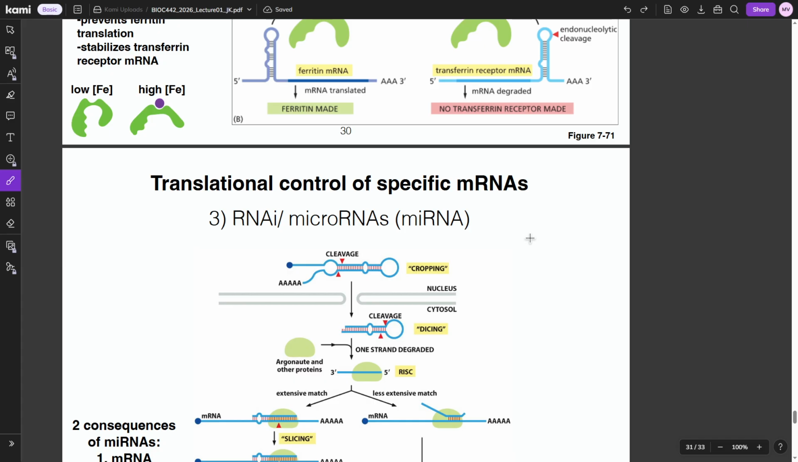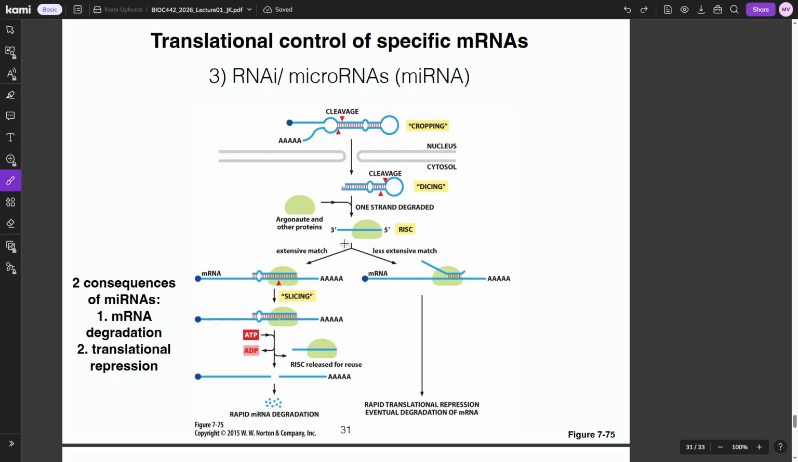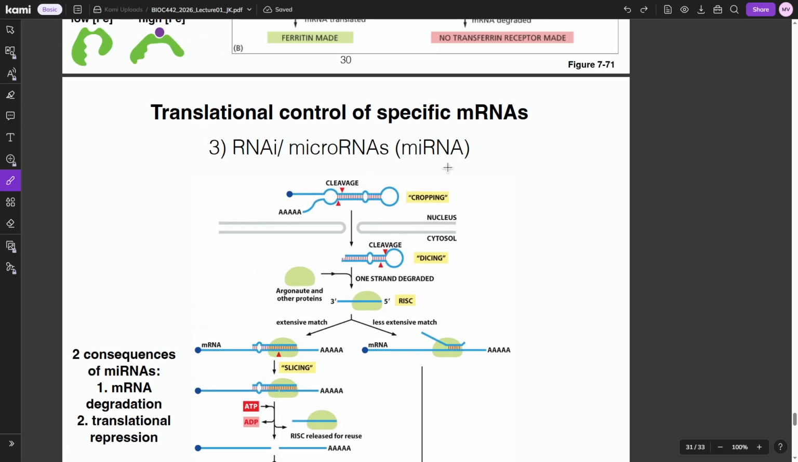Another example of translational regulation is microRNAs. And so microRNAs are a bit interesting, but here we have an example of how a microRNA is actually made. Eventually, you're going to transcribe something from your genome, and then to make a microRNA, you take this RNA that you made, you chop it up, and then you keep chopping it up. So you crop it and then you dice it. So you crop it in the nucleus, you dice it in the cytosol, and then you basically take this protein.